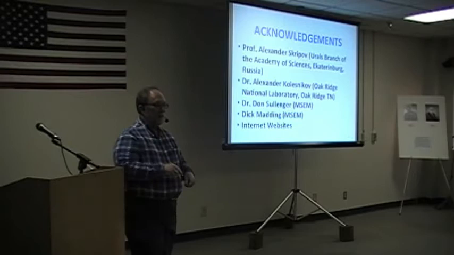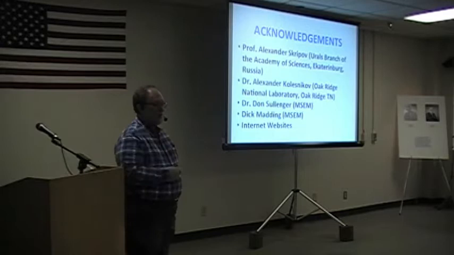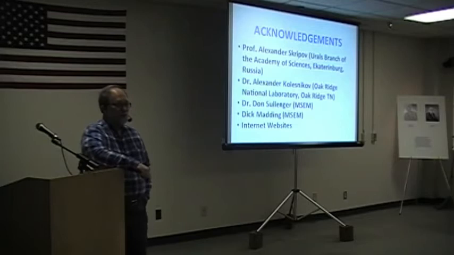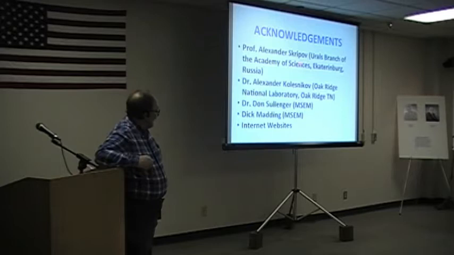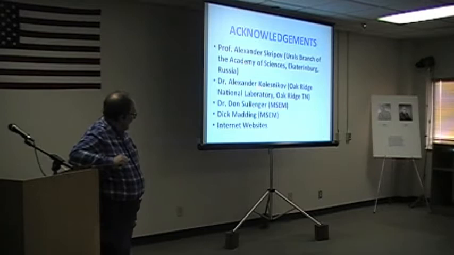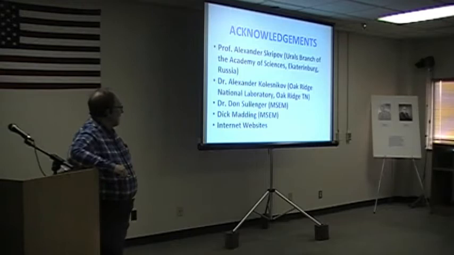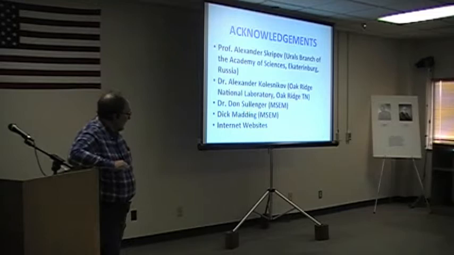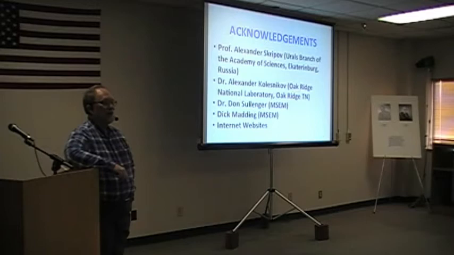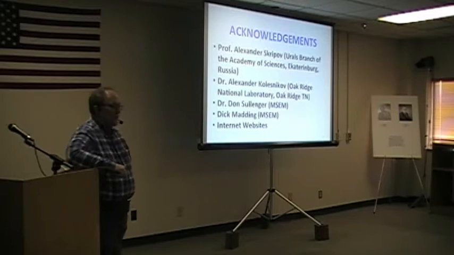Before I start, I want to acknowledge several individuals. One is Professor Alexander Skripal from Russia. He's my friend and colleague. He provided me with a lot of Russian sources and did some translating, but not enough. I also have a colleague at Oak Ridge who's Soviet-born, Alexander Kolosnov, and he helped me translate some of the documents and information. Don Solinger gave a talk on Koval about 7 years ago, and I borrowed material from Don. He also provided me with a lot of information, so I don't want to forget that. Dick Maddy, who was an archivist here at the Mound for a decade, had a lot of things that I took.